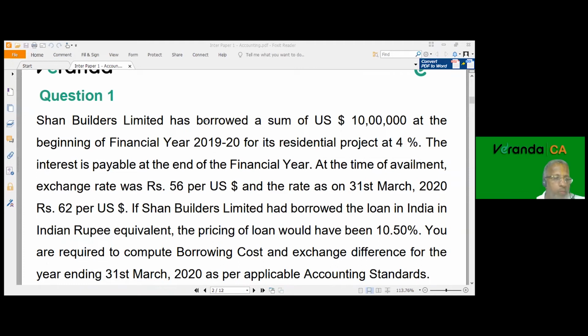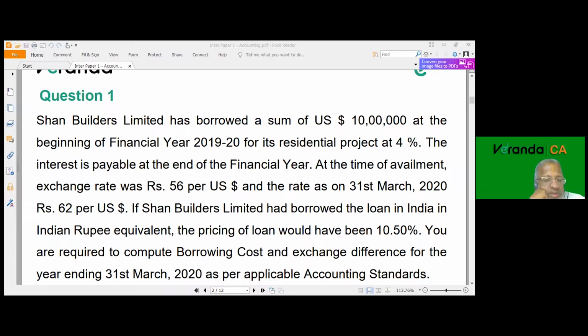Say Sean Builders has borrowed a sum of US dollar 10 lakhs at the beginning of financial year 1950 for its residential project at 4%. The interest is payable at the end of the financial year at the time of availment. The exchange rate was 56 per US dollar, and the rate as on 31st of March 2020 is 62 per dollar.